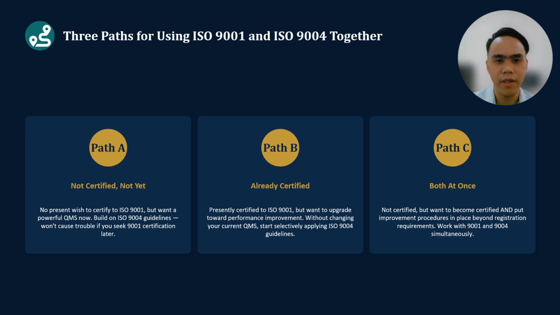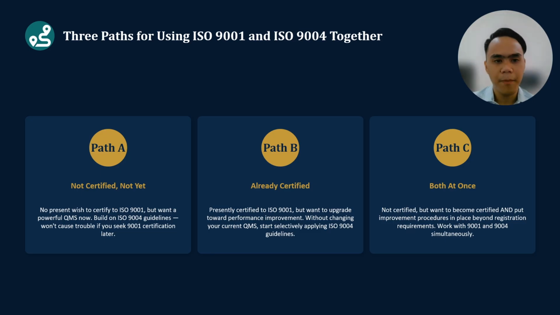The genuinely reassuring part of this path: the actions you take to follow the ISO 9004 guidelines will not cause you trouble if you later decide to seek 9001 certification. You're not building something you'll have to tear down later. Path B: you're presently certified to ISO 9001, but you want to upgrade to a more powerful system that leads to actual performance improvement, so not just compliance. Without making any changes to your present QMS, you can start to selectively apply the ISO 9004 guidelines on top of it.